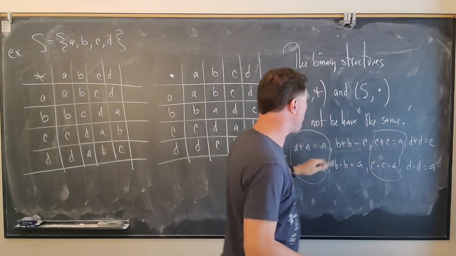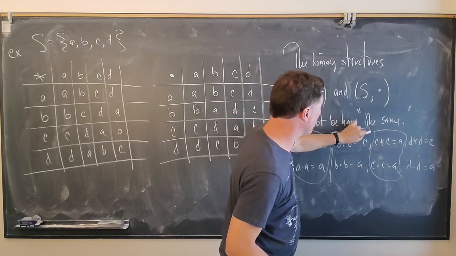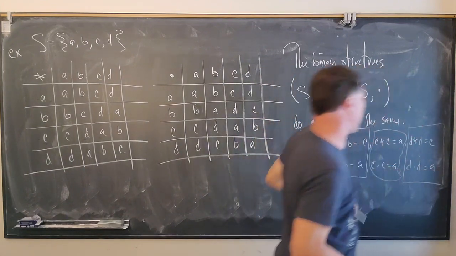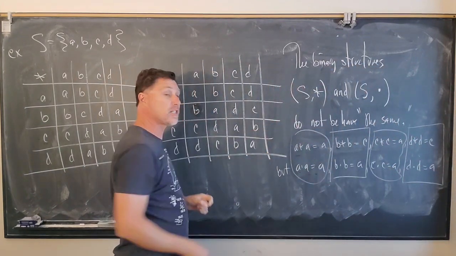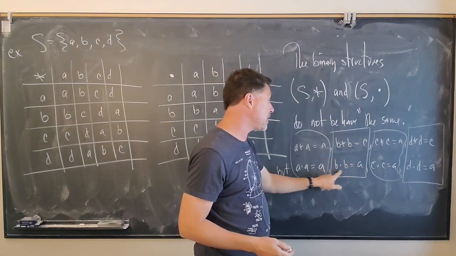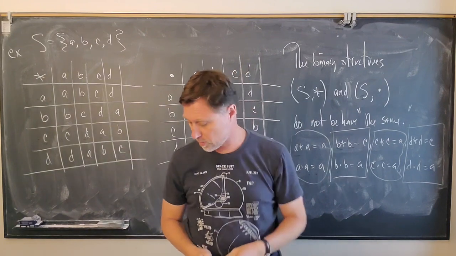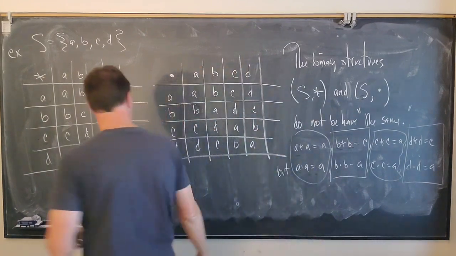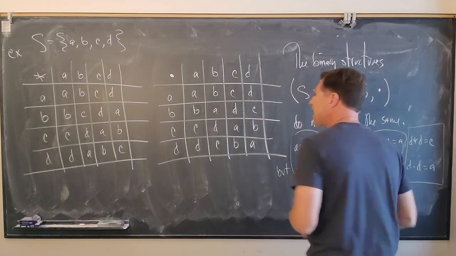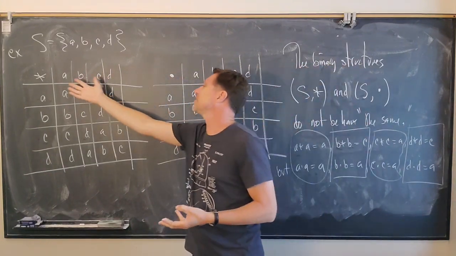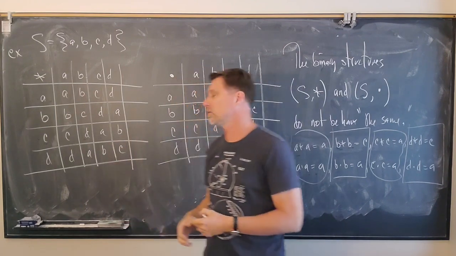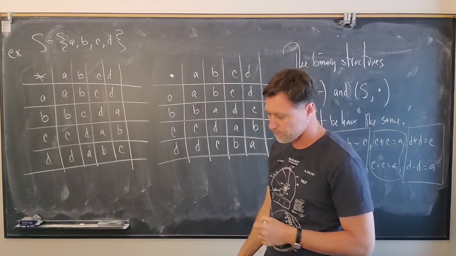Same with the C's, but then when you look at how B behaves and how D behaves under star versus dot, we get different outputs, right? B star B equals C, but B dot B equals A. So this evidence right here should convince us that somehow these are not the same operation. These are two distinct, completely different binary operations.